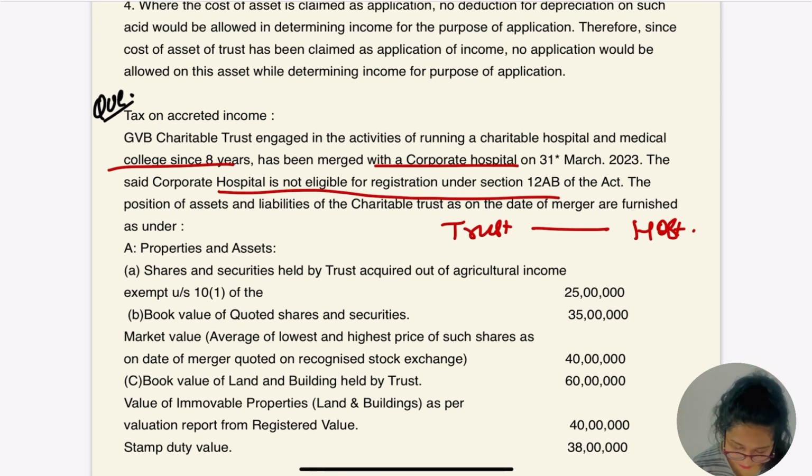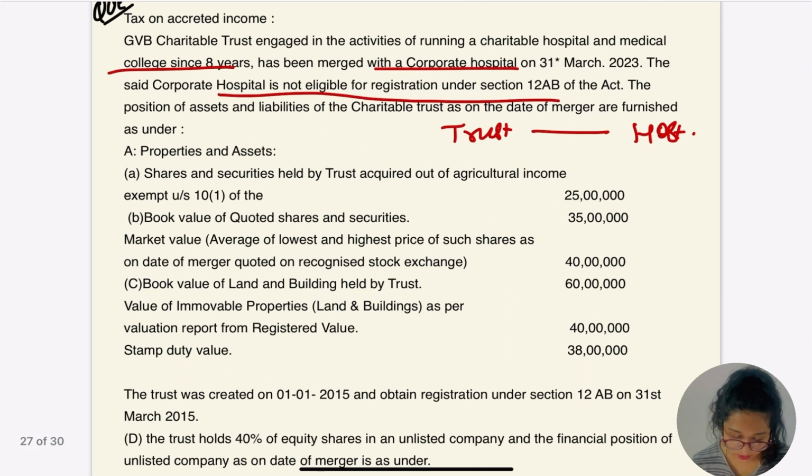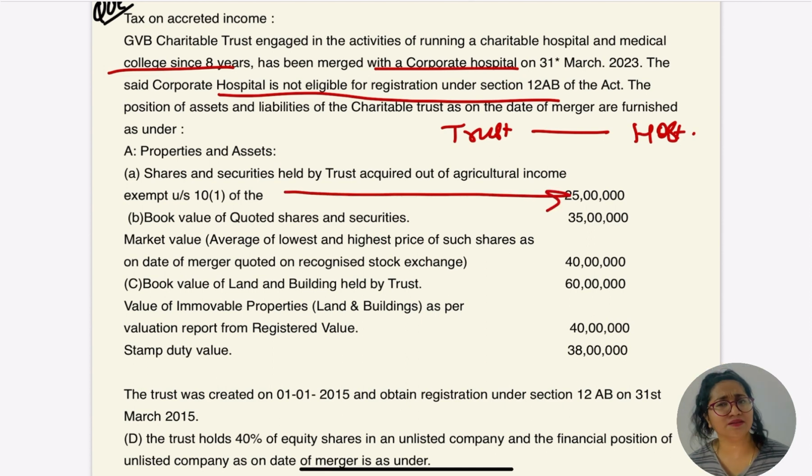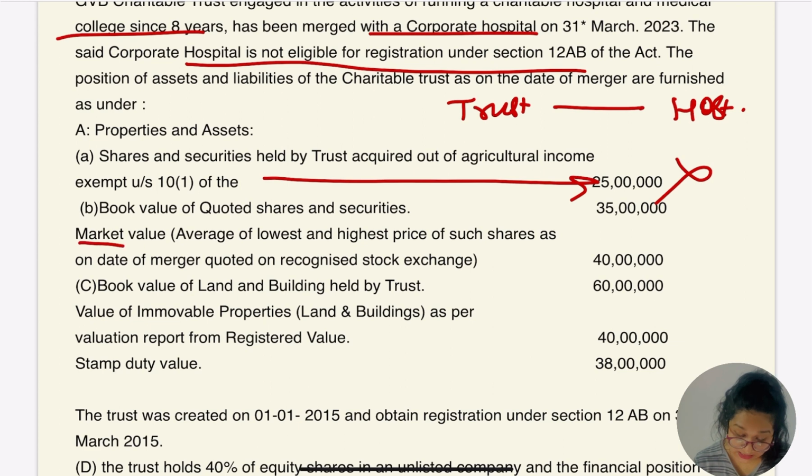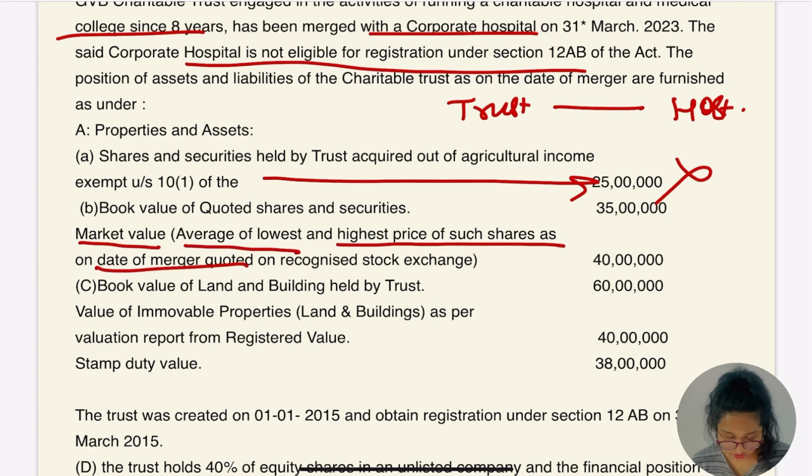Okay, let's go for the position of assets and liabilities of the charitable trust as on the date of merger. Property and liability, shares and securities held by the acquired entity out of agriculture income. Guys, tell me, is agriculture income going to be taxable here? No, it's not going to be taxable, we are not going to take this part. So what about the book value of quoted shares and securities? As this is the market value, which is the average of the lowest and highest price of the share, we are going to take this part.